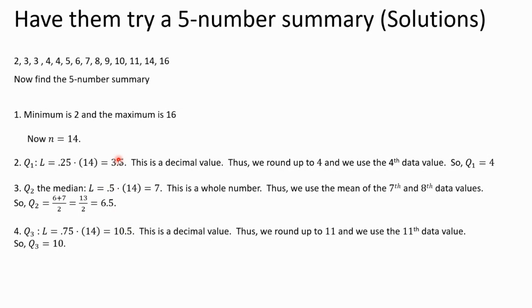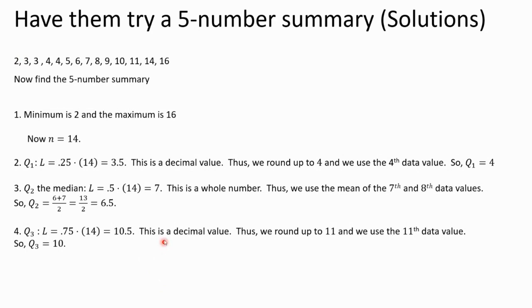Just like in Q1, we have a decimal. What do we do next? We round it up to 11 in this case, and we look at the 11th data value. So what's the 11th data value? 1, 2, 3, 4, 5, 6, 7, 8, 9, 10, 11. It's 10. So 10 is the third quartile. So 75% of the data is below 10. Okay? So again, that's just what's happening here.